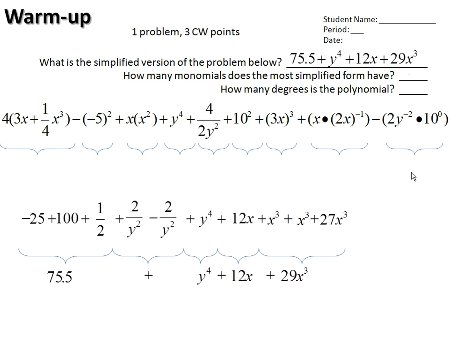So how many monomials does it have? 4. Let's talk about degrees. Looking at it real quick. Let's look at the degrees. We have a 4 in this monomial, we have a 1 in this monomial, and a 3 in this monomial. The largest number is 4.